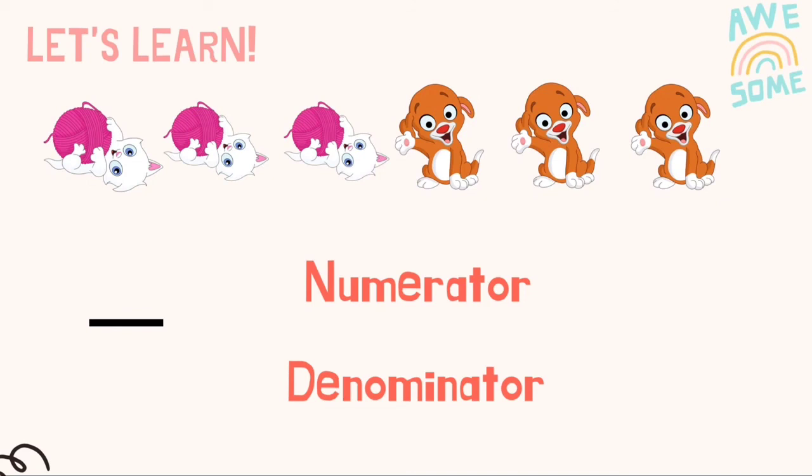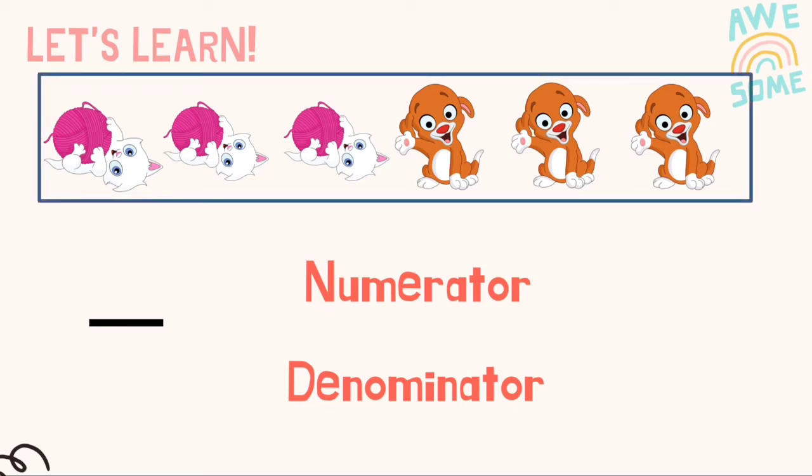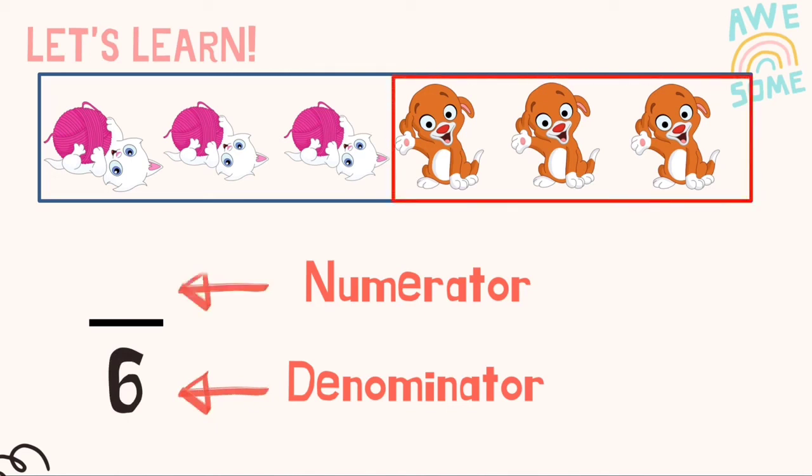We have here a group of pets. What fraction of pets are puppies? Since we have 6 pets, that will be our denominator. And since we have 3 puppies, that will be our numerator. It means that there are 3/6 of puppies in a group of pets.